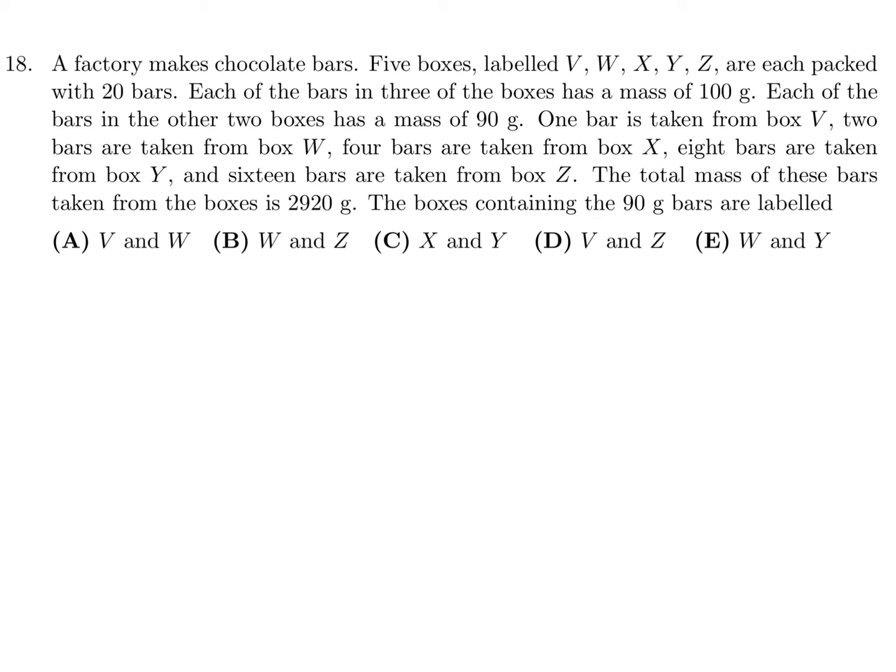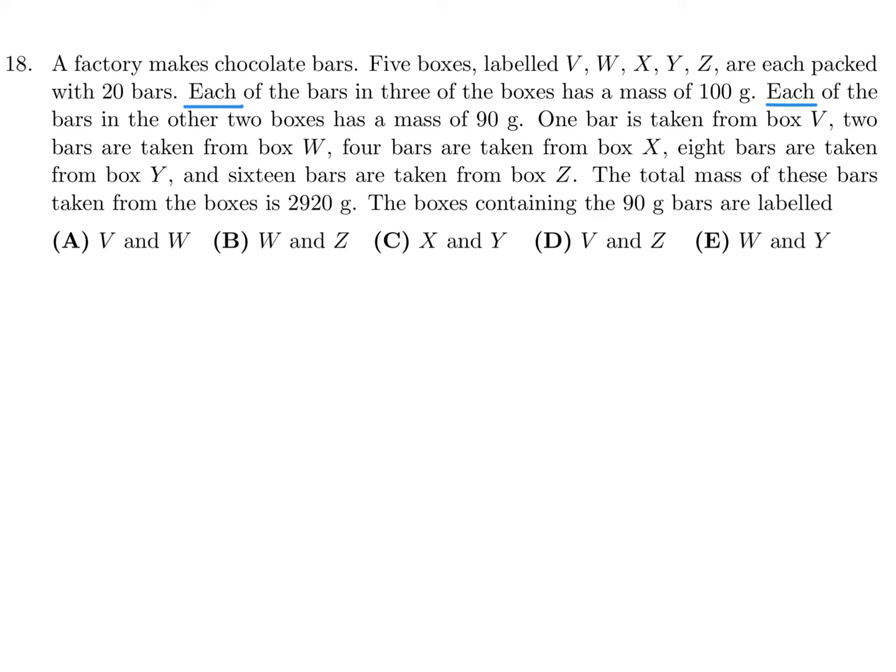A factory makes chocolate bars. 5 boxes labeled V, W, X, Y, Z are each packed with 20 bars. Each of the bars in 3 of the boxes has a mass of 100. And each of the bars in the other 2 boxes has a mass of 90.